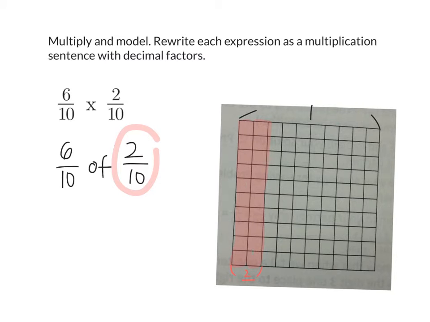Do I want that entire 2/10? No, I only want 6/10 of it. So I would have to cut it into how many sections going up and down? 10. 10 of them, right? But then how many of them should I color in? 6. So here's 1, 2, 3, 4, 5, 6. And I should label this as 6/10.